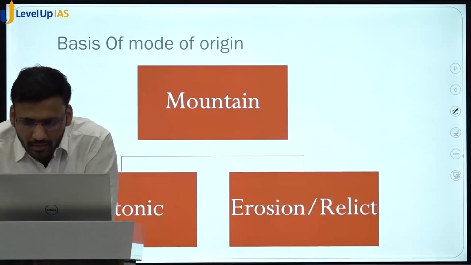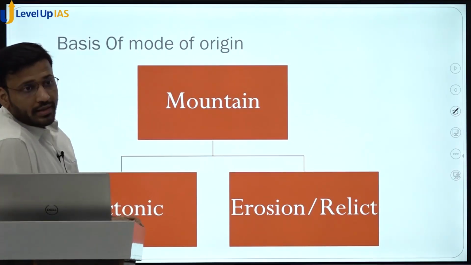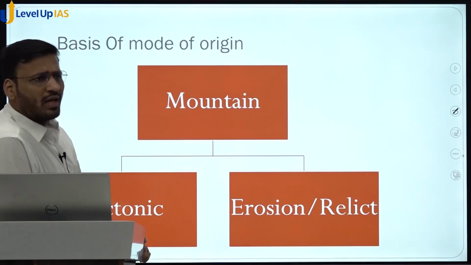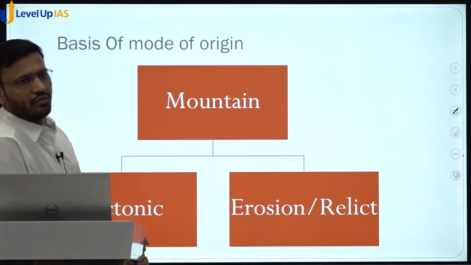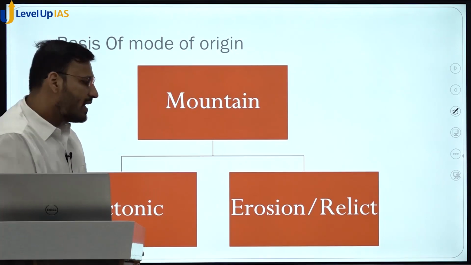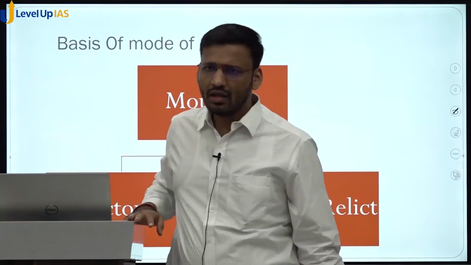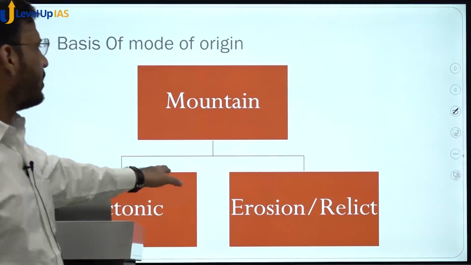So mountains can be classified into two types: tectonic mountain and erosional or relic mountain. Mountain building is generally a tectonic process. Without the tectonic process, it cannot be formed. It is impossible that a mountain has been formed without the movement of the tectonic plates. But once it has been formed, after some time, because of erosion, only a little part of the mountain remains. We call it a relict mountain or erosional mountain.